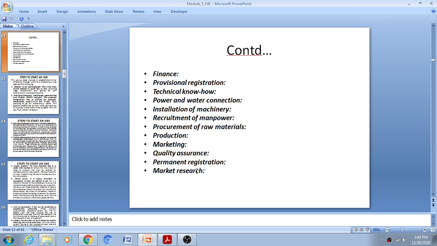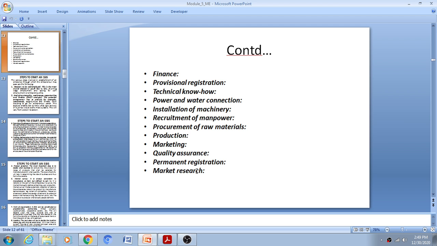The next one is technical know-how. Basically, you should know how to run the enterprise. It's not just important to start an enterprise, but it is even more important to keep it running. So you should be very well versed with all the techniques of running the enterprise.